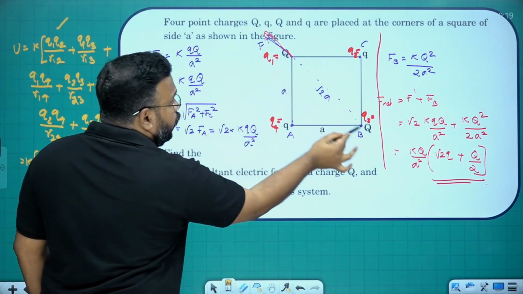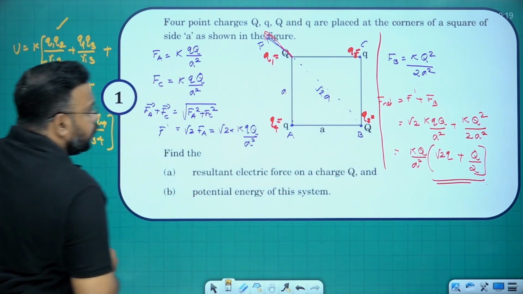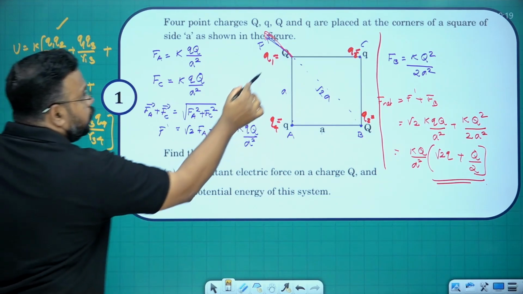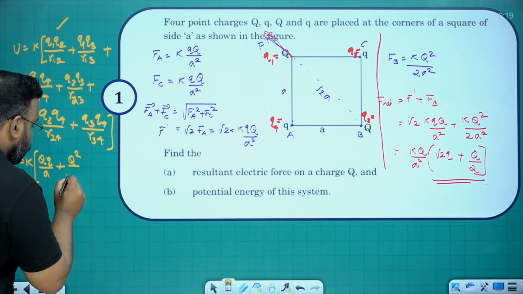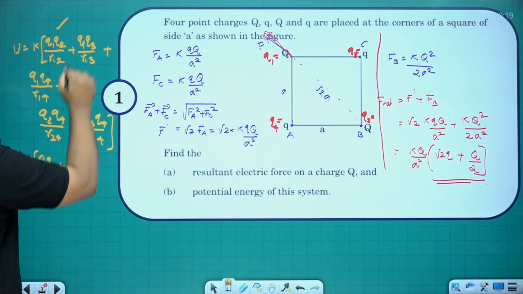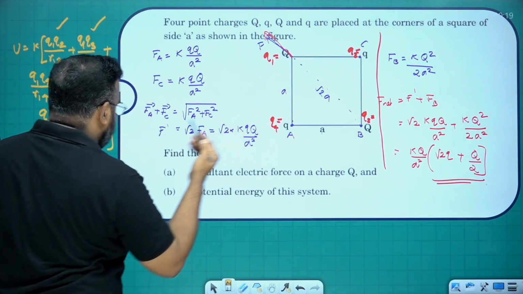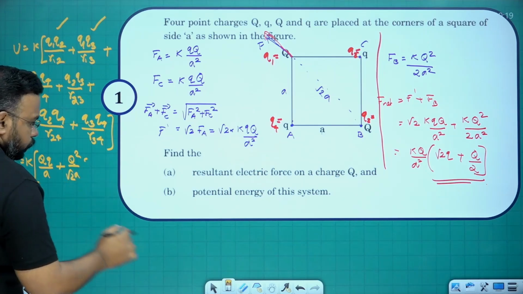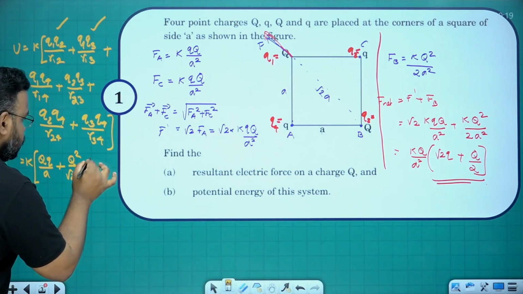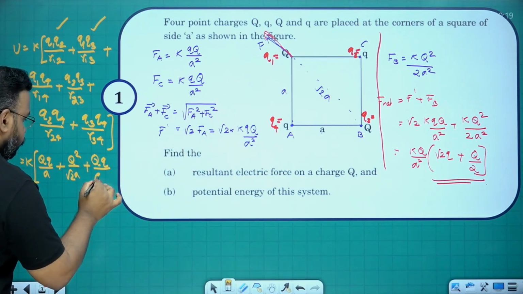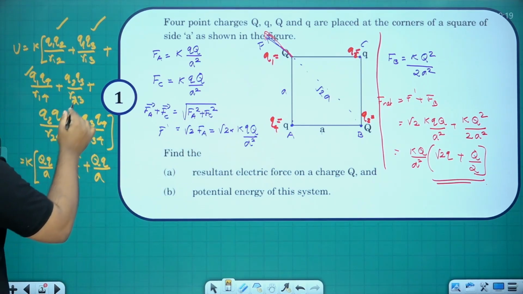The second term is Q1 Q3. That is capital Q, capital Q, so we get Q square by the distance between these two. It is root 2A. So the second term is also fine. Then Q1 Q4, again capital Q, small q, plus capital Q, small q divided by the distance, which is again A. So the third term is also fine.